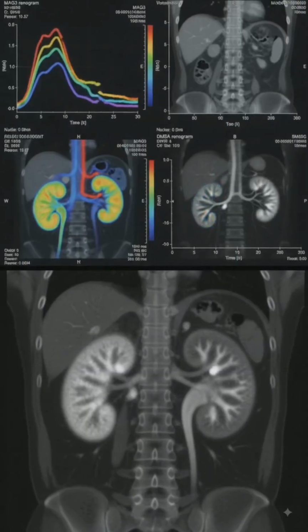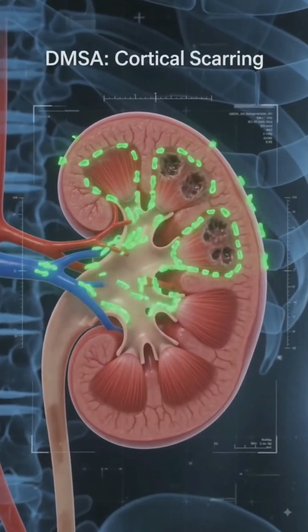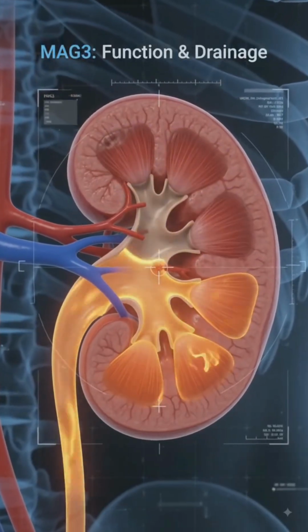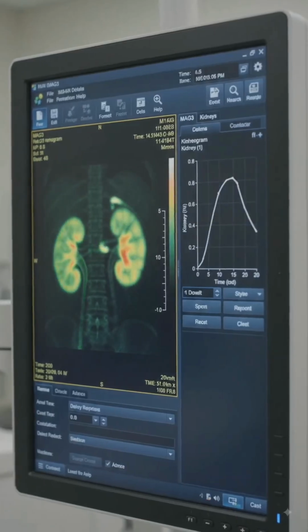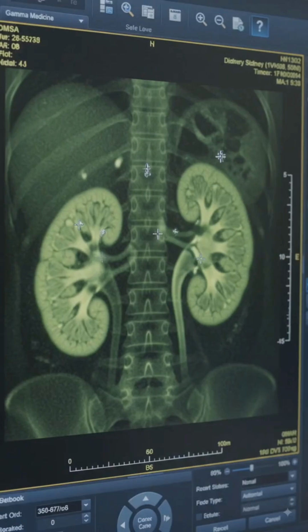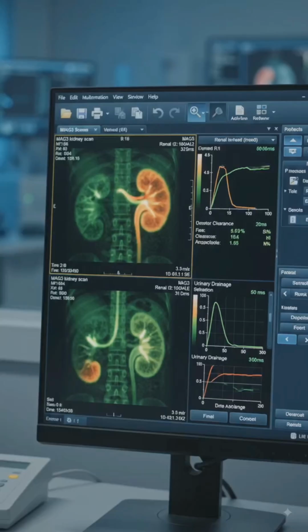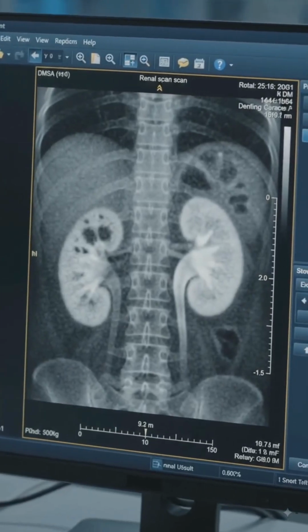Nuclear scans like MAG3 and DMSA offer functional insights. DMSA scans detect cortical scarring. MAG3 scans assess flow and drainage, useful for evaluating obstructions. Nuclear medicine scans offer functional insights, such as the MAG3 renogram and DMSA scan. A MAG3 scan assesses flow and drainage. DMSA scans detect cortical scarring.